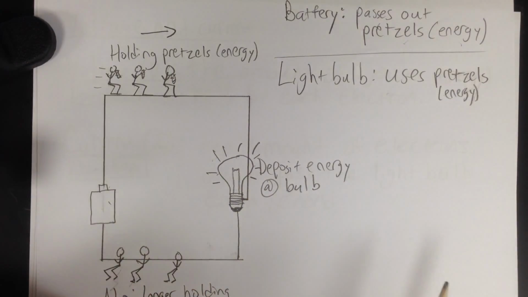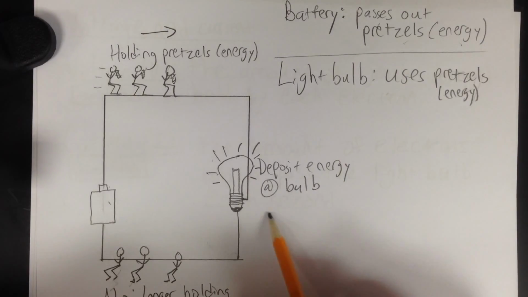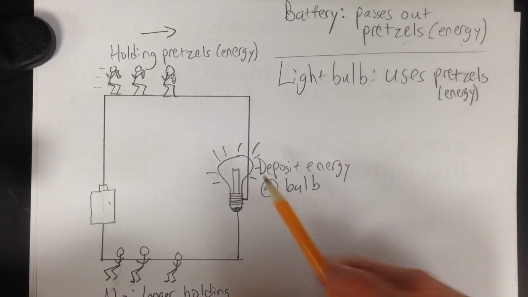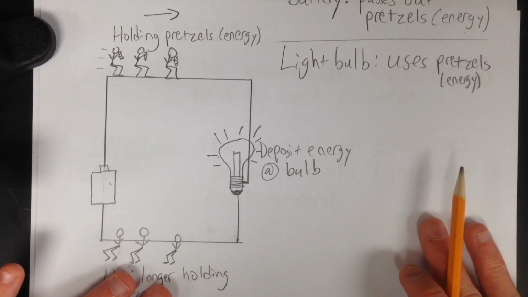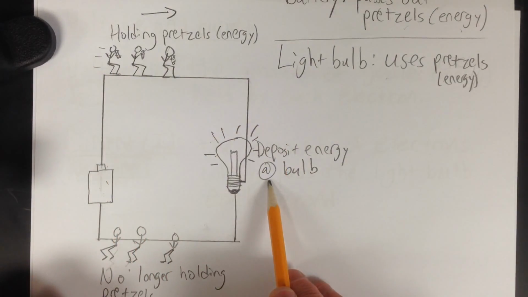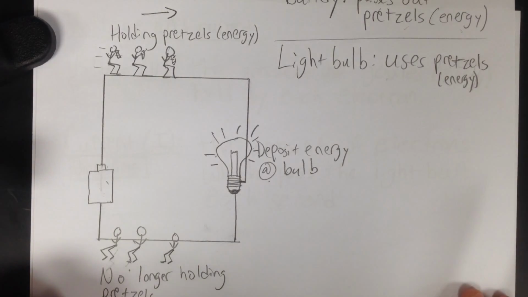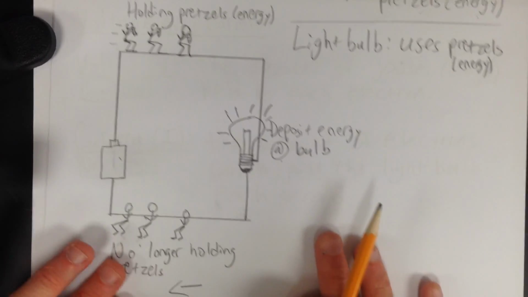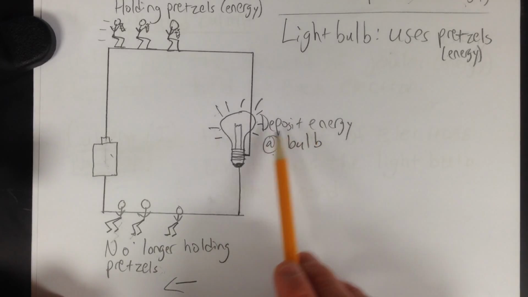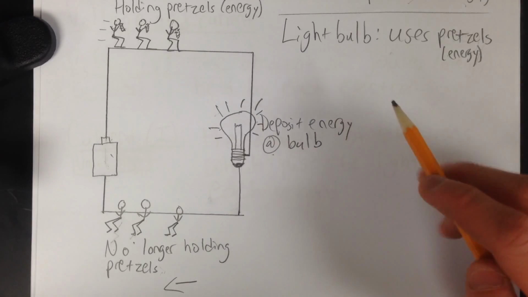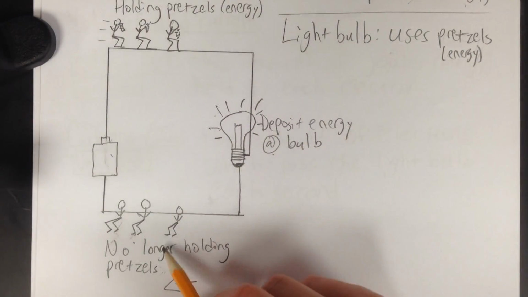The light bulb is where they deposit their energy. And what does that energy come out as in a light bulb? It comes out as light energy. So once again, energy is picked up at the battery. They walk with the energy in their hands over to the light bulb where they deposit the energy. And the light bulb could be anything, your refrigerator. Notice at the bottom, they're no longer holding pretzels. Why? Because they put them inside the light bulb, and those pretzels, which represent energy, got shined out as light. So they're no longer holding pretzels.